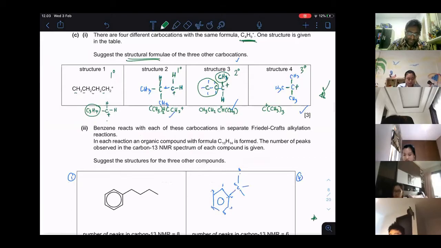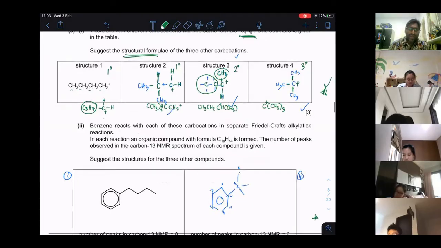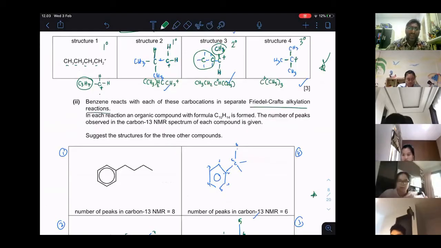Okay, and then benzene reacts with each of these carbocations in separate Friedel-Crafts alkylation reactions. So basically, do remember a carbocation is positive, they want negative. So they are positive, so all these carbocations are electrophiles. So they are going to undergo this Friedel-Crafts alkylation. So basically all these positives are going to join with the benzene directly.